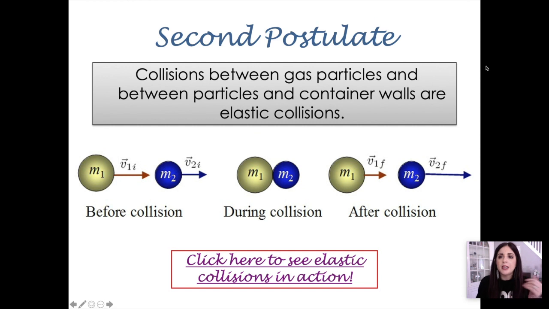You might remember me in Chem 2 running back and forth between the walls, right? So you would essentially go forever if it was a truly elastic collision.